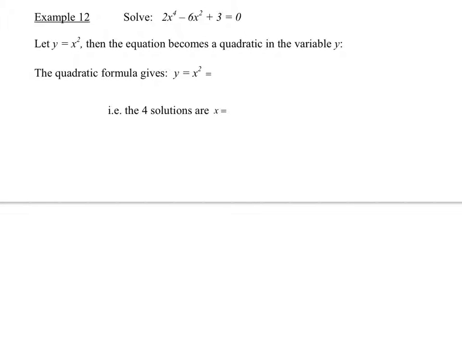We'll have the quadratic 2y squared minus 6y plus 3 equals 0. And then if we use the quadratic formula to solve that, with a equals 2, b equals negative 6, and c equals 3, we'll get something that looks like this. Then simplifying that, we'll have 3 plus or minus 3. That's for y, which was x squared.